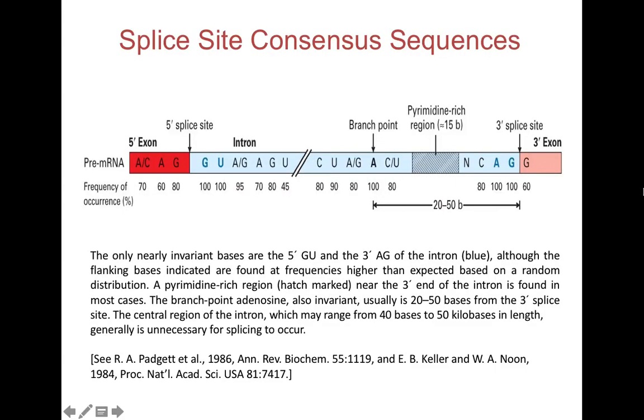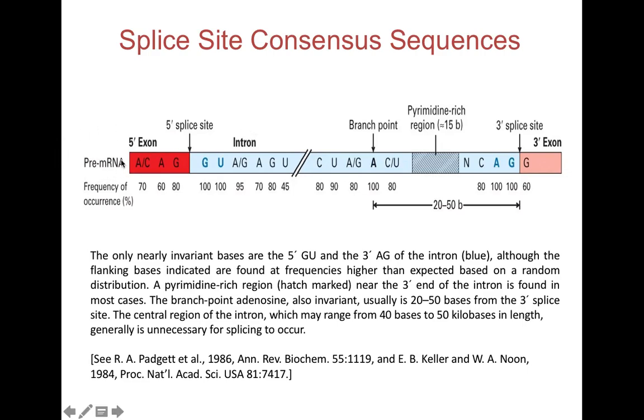Hello everyone. This is part 2 of our RNA splicing lecture. So today we will talk about how splicing takes place. Before we proceed towards the mechanism, we need to understand the basic composition of an intron and what are the different sequences that are needed for the splicing to take place.